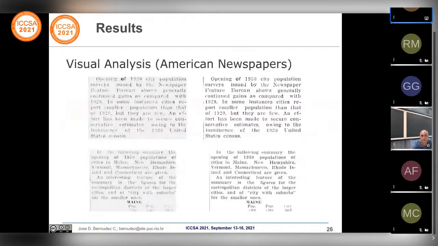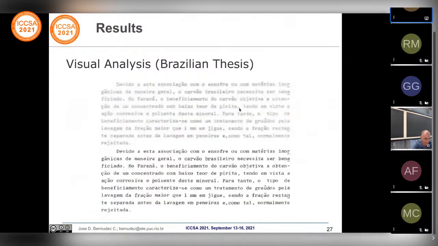Well, some examples of visual inspection analysis. Here we have some snips of American newspaper, and on the right we have the corresponding image after being processed by the text cleaner net. You observe that the processing reduces some deformation in the background and improves the quality of the text. Here also in the Brazilian thesis, we observe that the blur present on the text was reduced a lot.